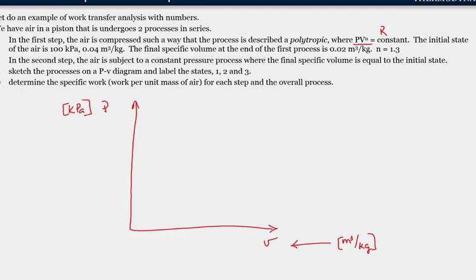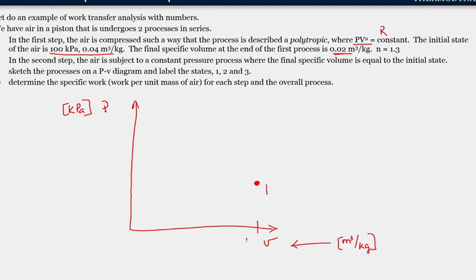Okay, so we have the initial state, we're told, is 100 kPa and 0.04. We know we're going to compress the gas, so I'm going to take some location here as state 1. I'm putting it to the right of the axis because when we compress a substance, it's going to move to a smaller volume. And we already have those numbers. We know that we move from 0.04 meters cubed per kilogram to 0.02.